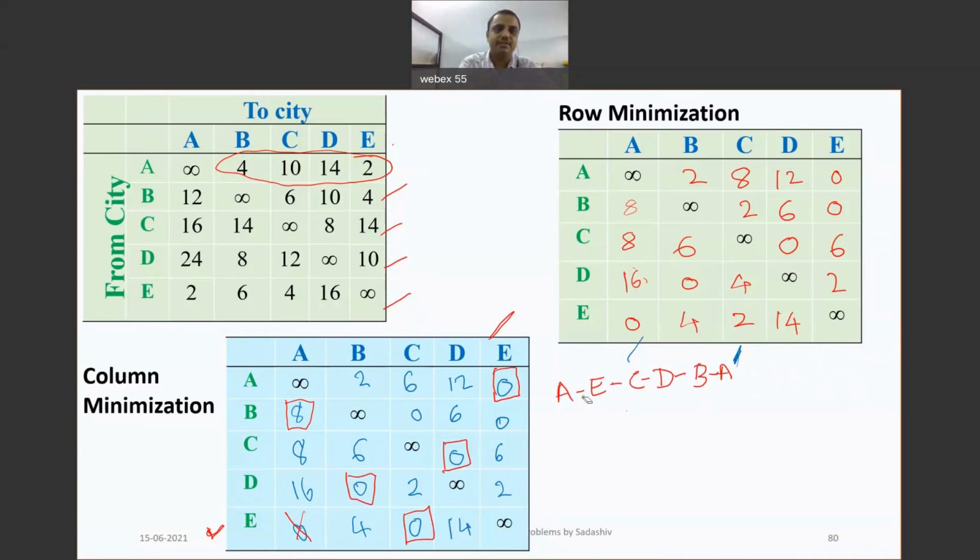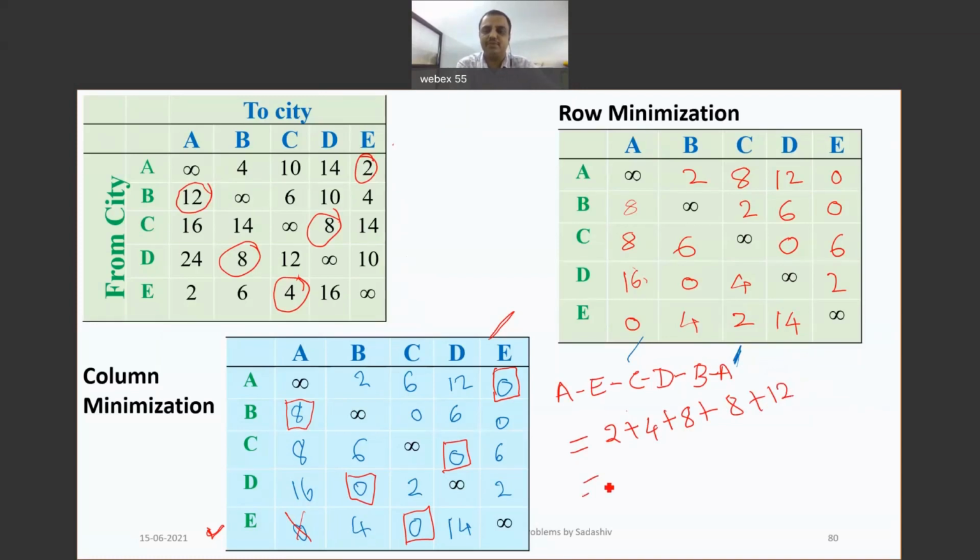For that, just mark here which numbers we have selected. Mark from the original matrix and write the answer, whatever the total is. B to A is 8. Whatever the total timing or cost is, we need to write it. A to E is 2, E to C is 4, next C to D is 8, D to B is 8, and B to A is 12. So the total is 24, 26, and 34 rupees.